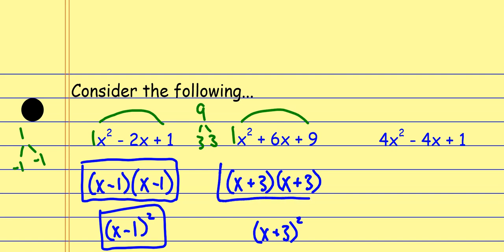And once again, I will accept either one of these as an answer. But it's special because it's literally the same binomial twice. The last one was special because it was the same binomial with different signs. They were conjugates. This one's special because it's the same binomial twice.